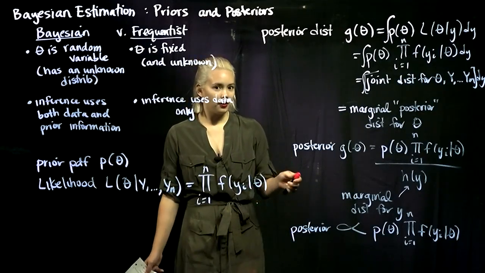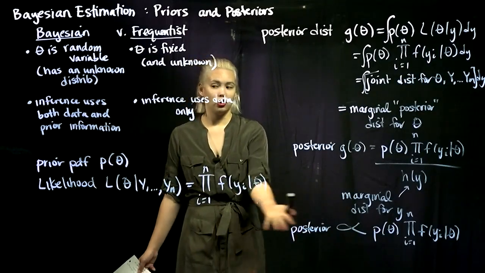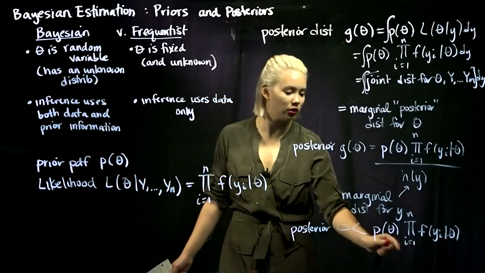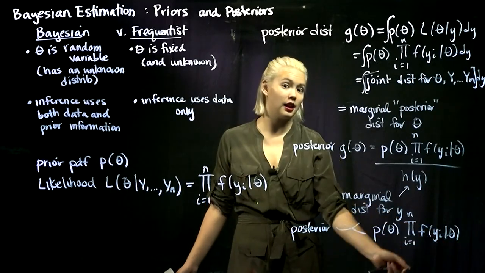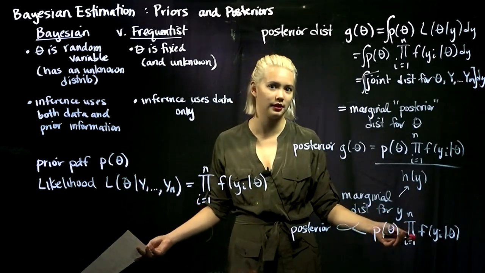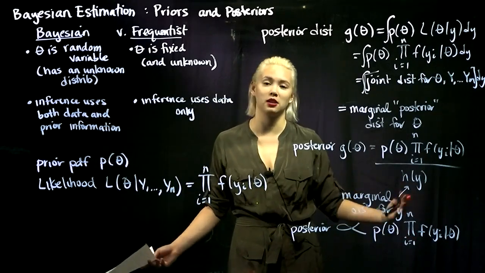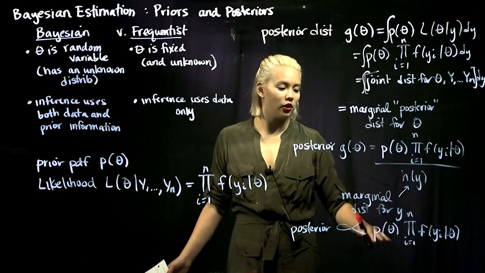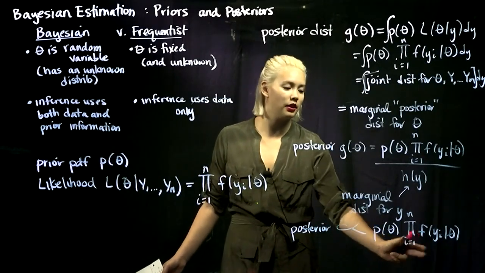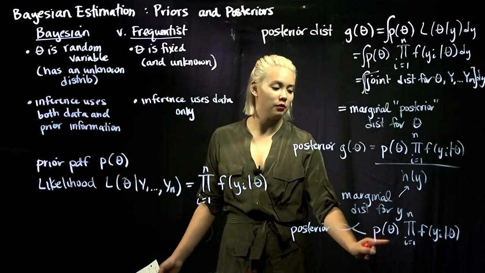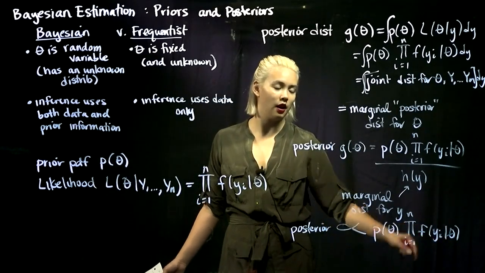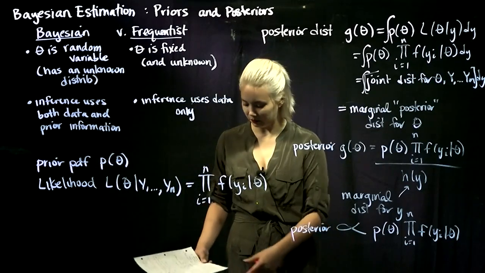If you're lucky, or if you choose your prior distribution in a convenient way, then you'll be able to look at this and recognize it as a normal distribution or some other distribution that you recognize, like a gamma distribution or beta distribution. In that case, if you end up getting a distribution that you recognize, then we would say that p of theta is a conjugate prior for our likelihood distribution.